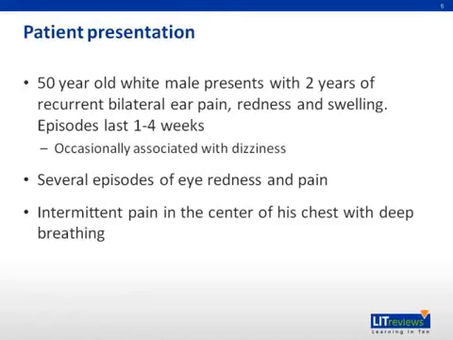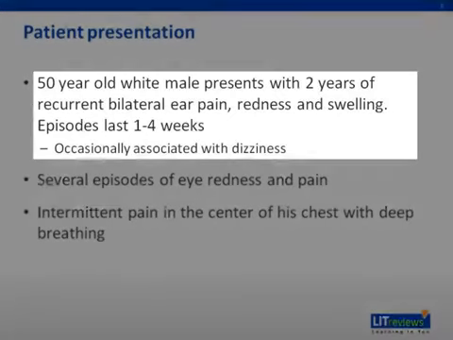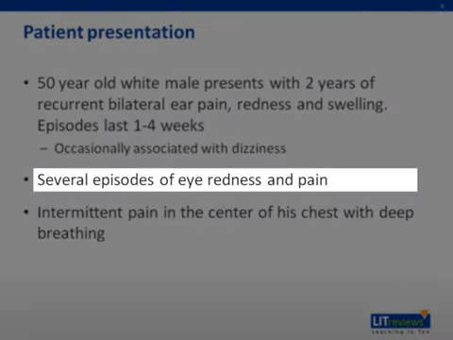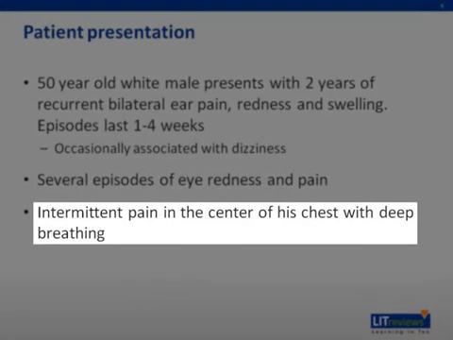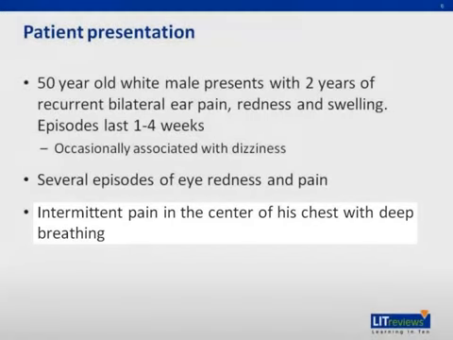First, let's start with the patient case. A 50-year-old male presents with recurrent bilateral ear pain associated with redness and swelling. Symptoms have been ongoing for the last 2 years. Episodes last 1 to 4 weeks and can occasionally be associated with dizziness. He also endorses several episodes of eye redness and pain, as well as intermittent pain in the center of his chest with deep breaths. Based on these symptoms, you consider a diagnosis of relapsing polychondritis.